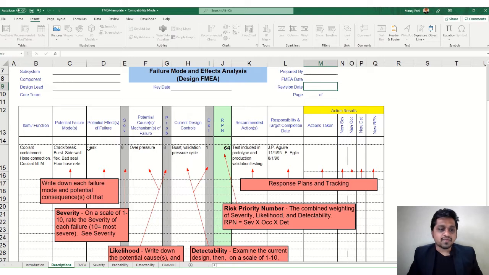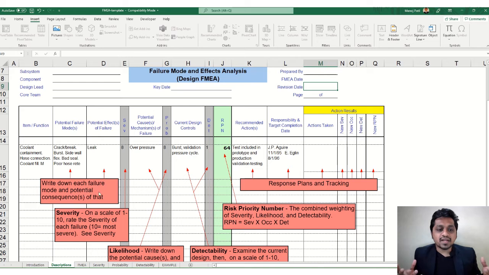First, we have the item or function over here. Here it is coolant contaminant, hose connection or coolant fill. So this is the actual function. Say what is my function and what are the potential failure modes of this function, right? I have a coolant, I have a hose connection. So what is the failure mode? What are the failures? The hose can crack or break, the hose can burst, right? Sealing can be bad, so poor hose retention.